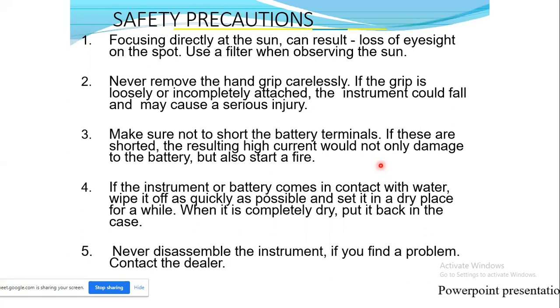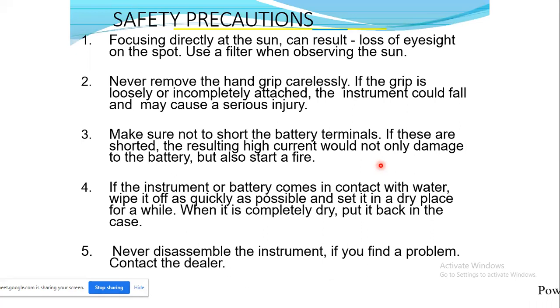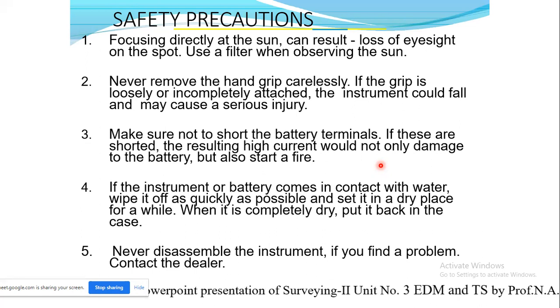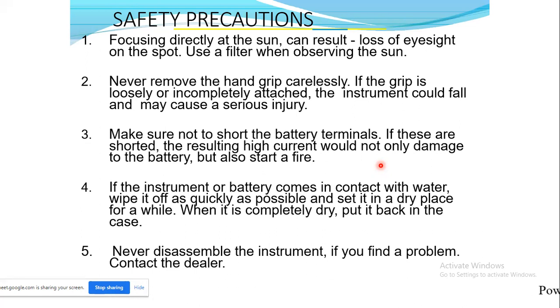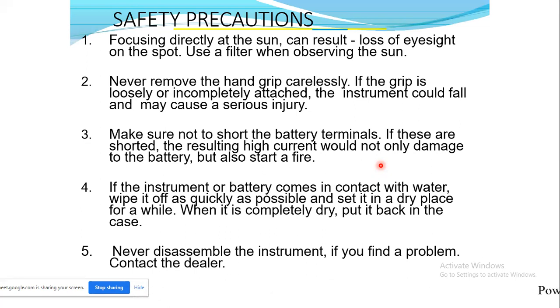So finally, we'll see what the safety precautions are. Focusing directly at the sun can result in loss of eyesight on the spot. Use a filter when observing the sun. Filters you might have seen for the prismatic compass. If there is any problem regarding bisecting the object, in that case you are supposed to make use of the filters. Otherwise, the focusing of the object glass will get damaged.